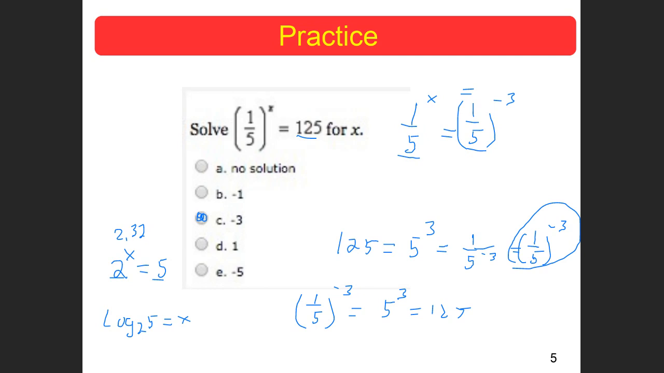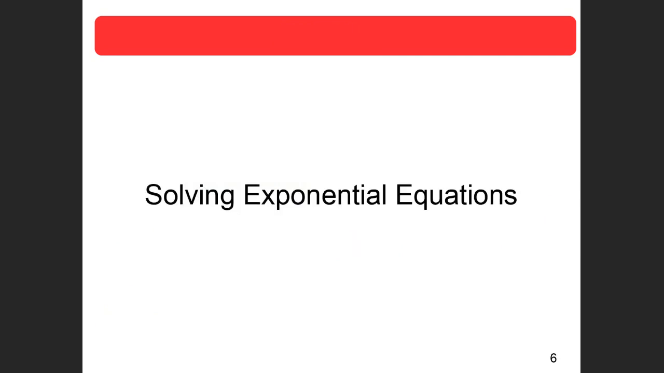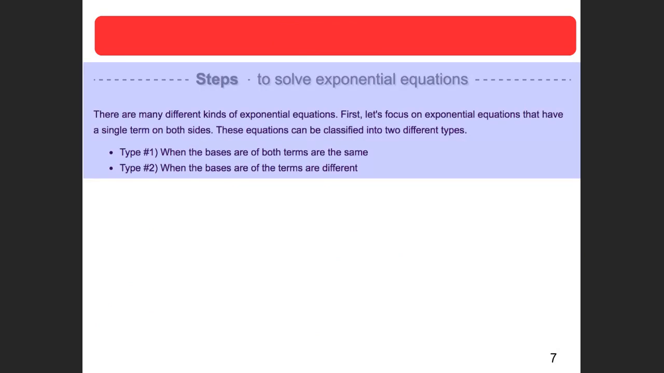First way is if you can rewrite it with common bases, awesome, then the exponents are equal. Second way is you just rewrite it as a logarithm and solve. Okay, so solving exponential equations. Type 1, when the bases of both terms are the same, then we just set the exponents equal. And if they're different, we're going to rewrite it as a logarithm.